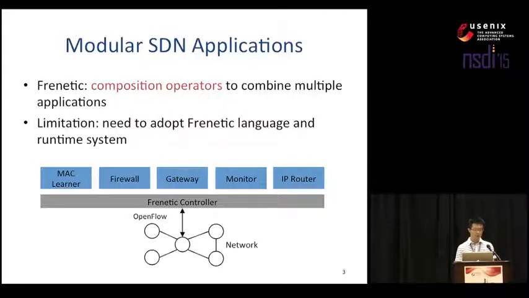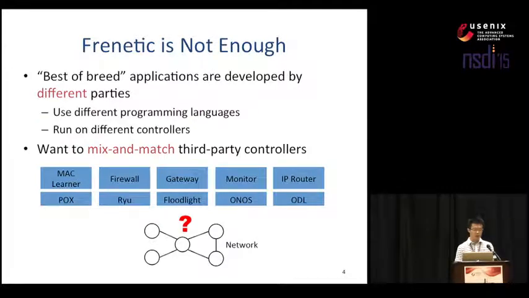However, in reality, the best-of-breed applications are usually developed by different parties using different programming languages and run on top of different controllers. For example, the best MAC learner may be provided by company A and runs on top of POX, and the best firewall may be provided by company B and runs on top of Ryu. To fully realize the vision of SDN, we should be able to mix and match these third-party controllers. Frenetic is not able to do this.